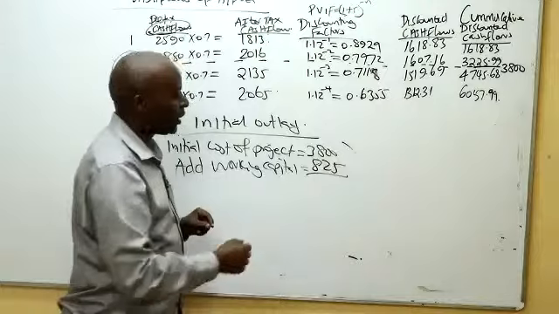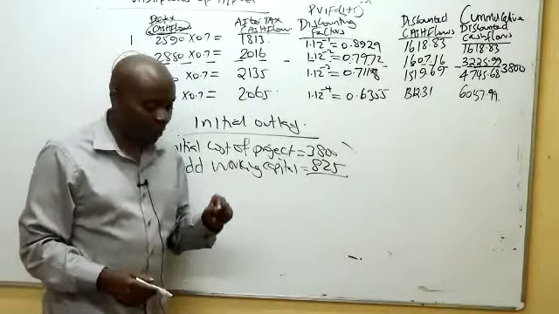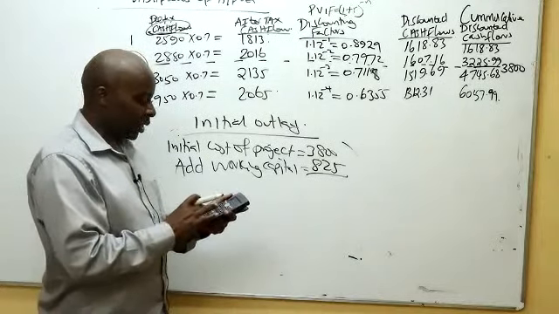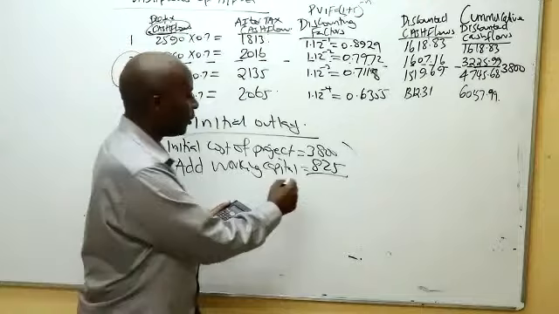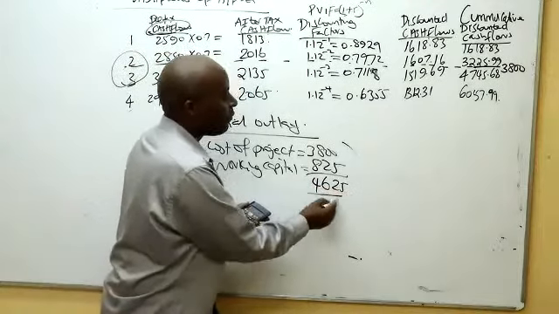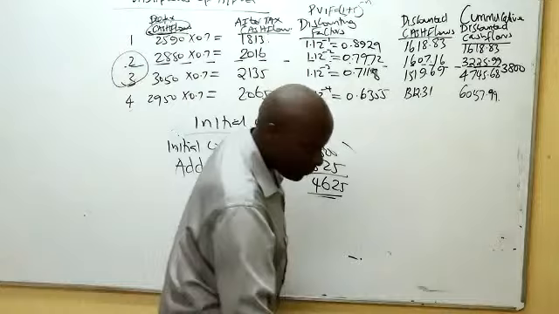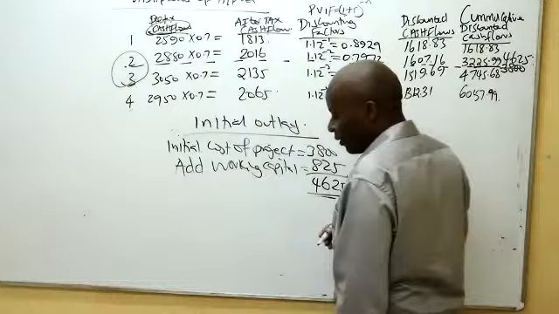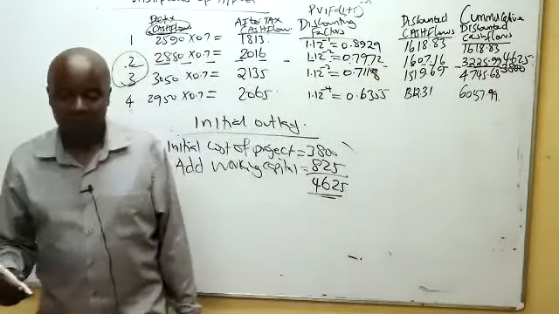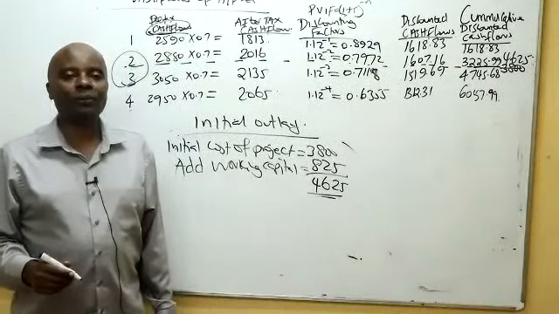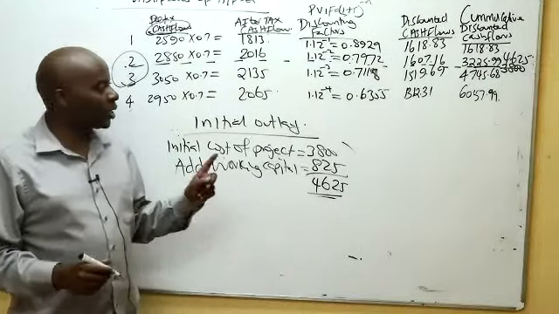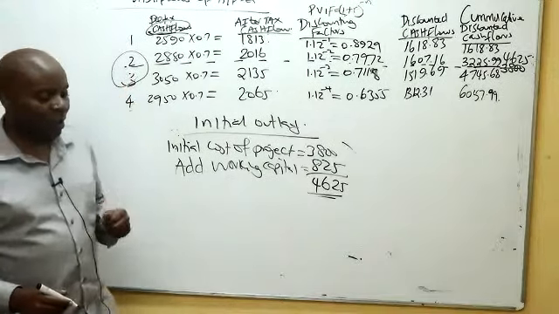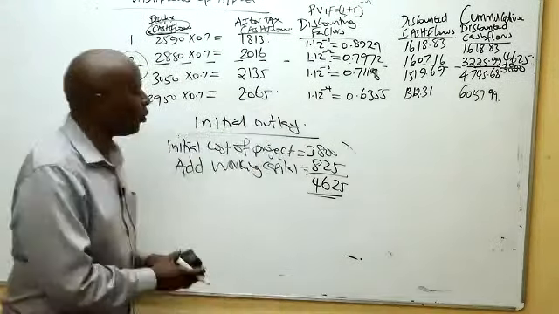So please give us this total here: 3,800 plus 825. This gives us 4,625. So where does 4,625 fall? Still 4,625 falls in between years 2 and 3. So I would want to hear from somebody: what will be our payback period?